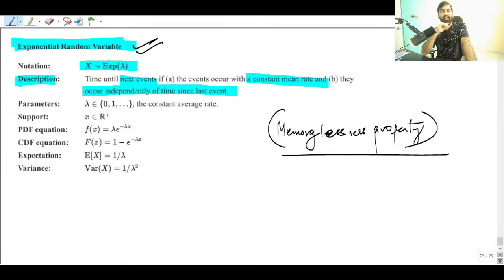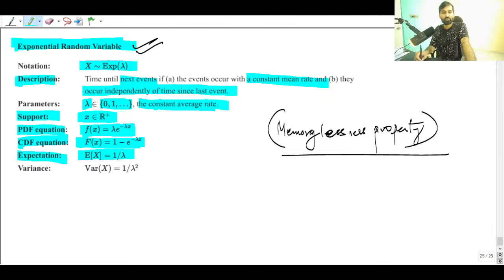Just like I talked about the geometric random variable, there was also a memorylessness property. The parameter is nothing but your lambda, the constant average rate. The support is x in R plus, meaning all the positive real numbers. The PDF equation is this, the CDF equation is this. You can see the expectation is 1 by lambda and the variance is 1 by lambda square. So these are the things.